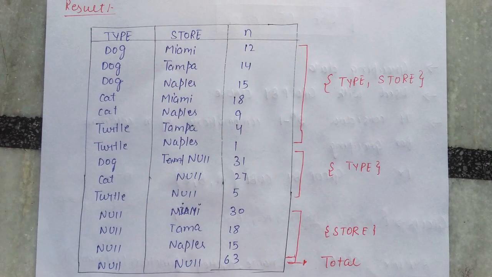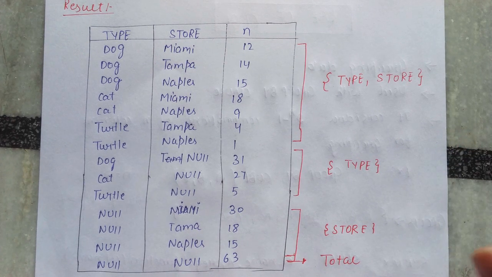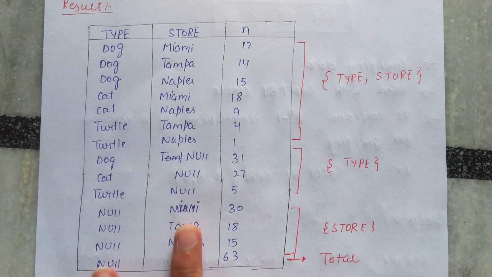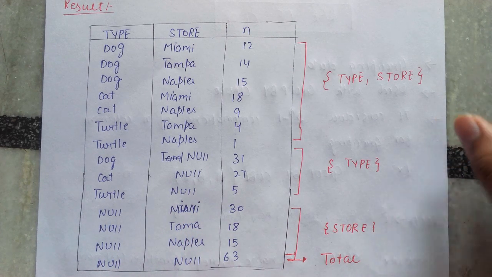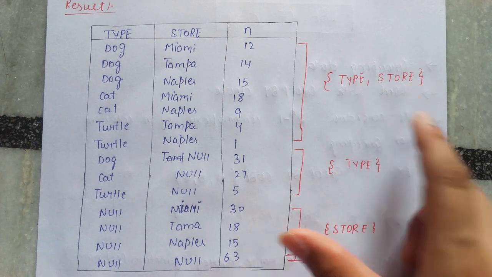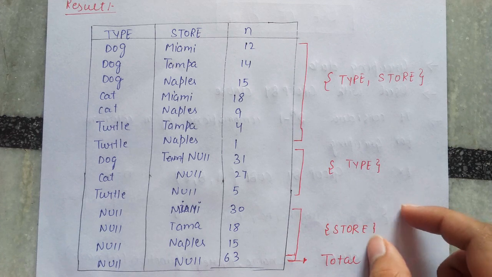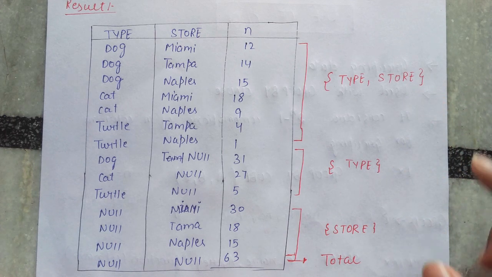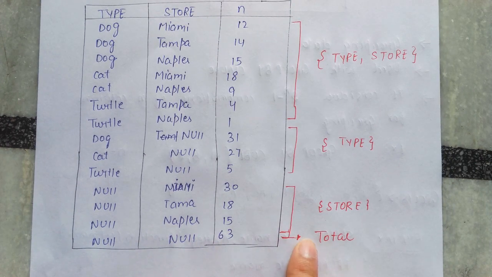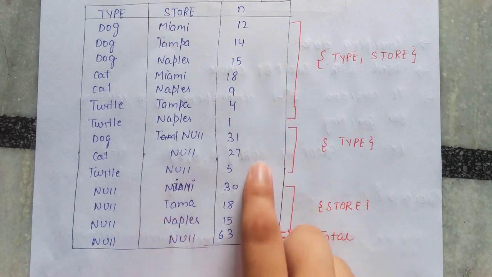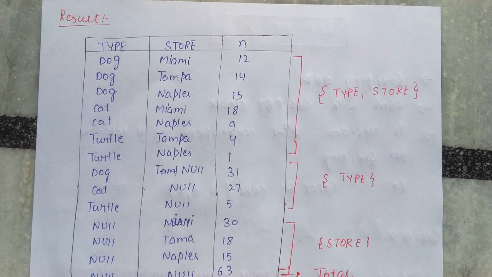Here is the result of the query that we fired. Using that cube, we want to group this table on the basis of these two columns. What will it do? Firstly, it will group the data on the basis of both these two columns, and then it will group the data on the basis of the type column, and then on the store column. So there are a total of 3 combinations, and it will group the data on the basis of all these 3 combinations, and at the last there's a total. It will give the total of all the number of animals that are present in this group. So this is the use of this cube clause.